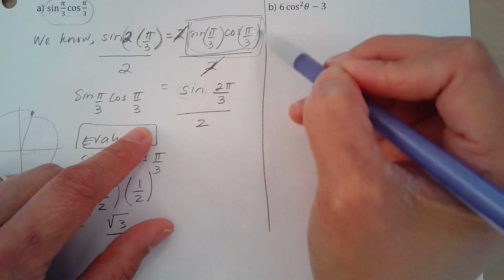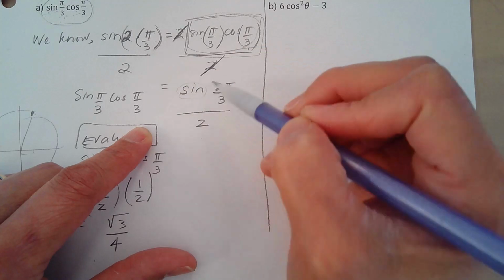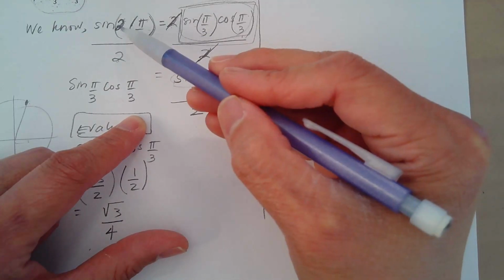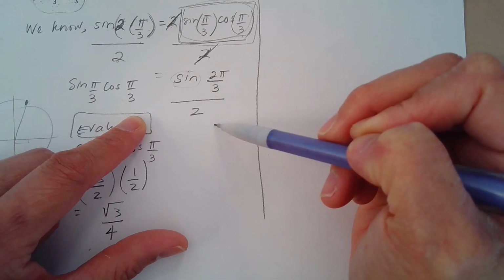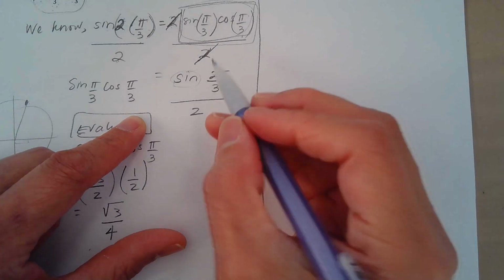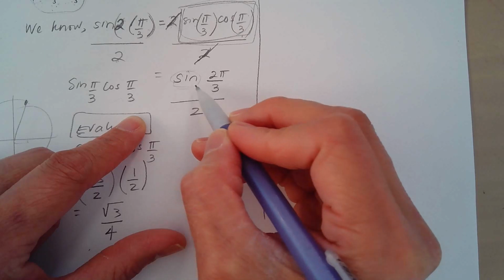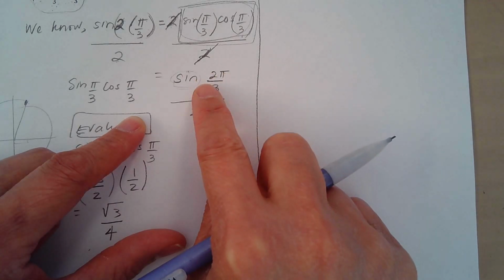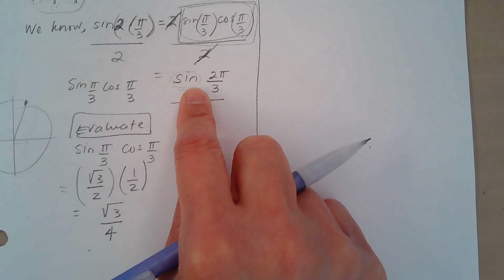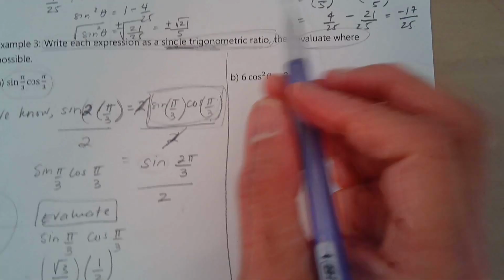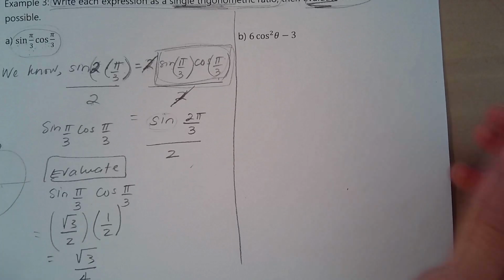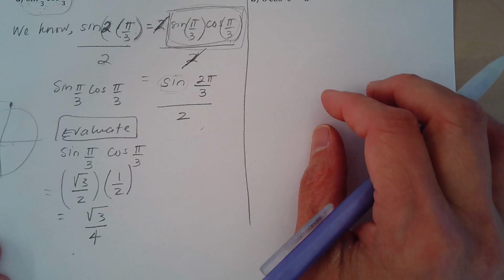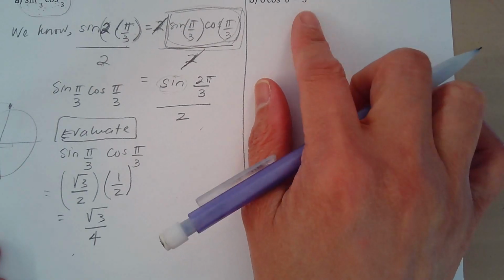So now this part really is equal to sine 2 pi over 3 over 2. And that's just one trig ratio, which is sine. Okay. So that's the first part of that question. It's the 2-part question here. And then the other part is to evaluate. I got that part. Yeah. Means to find a value. Okay. Now let's see this one here.